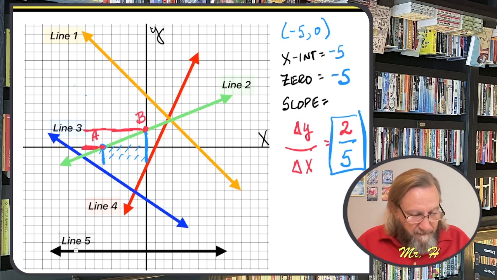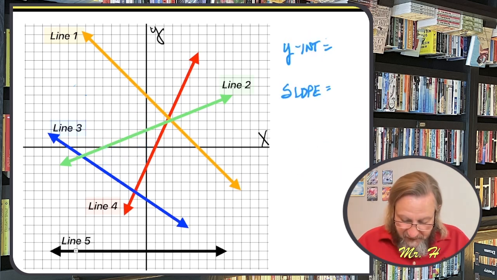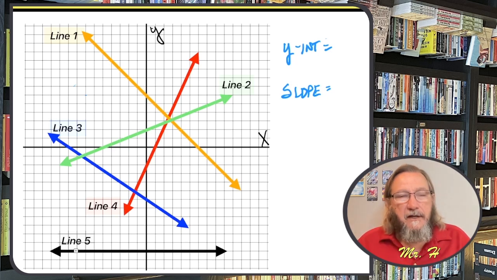Next problem I'd like for you to work involves line number 3. Line 3 is the blue line, and I'd like for you to find the y-intercept and the slope of the blue line, line number 3. So hit the pause button, and we'll see you back in a few minutes.